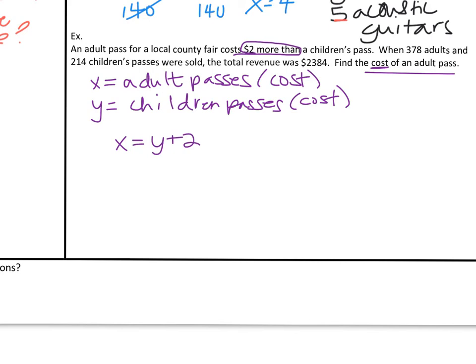It then says when 378 adult passes were sold and 214 children's passes were sold, the total revenue, or the amount they made, was $2,384. That means if we have 378 adults times the cost of the adult tickets plus 214 children's passes times the cost of those passes, they make a total revenue of $2,384. Well, now when we look at this system, it looks like substitution would be the best method.